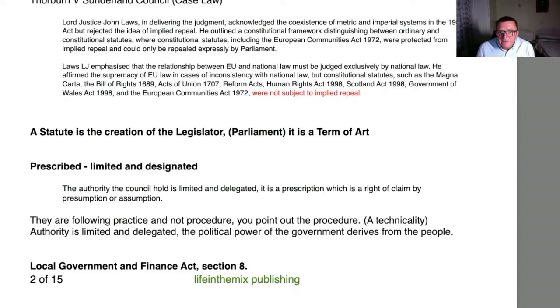So they have the right to make the claim, any claim of right on a presumption or assumption. Coppers, council, everybody. That's what they're doing. But their authority is prescribed by a statute, which is limited and designated. Do you get that?